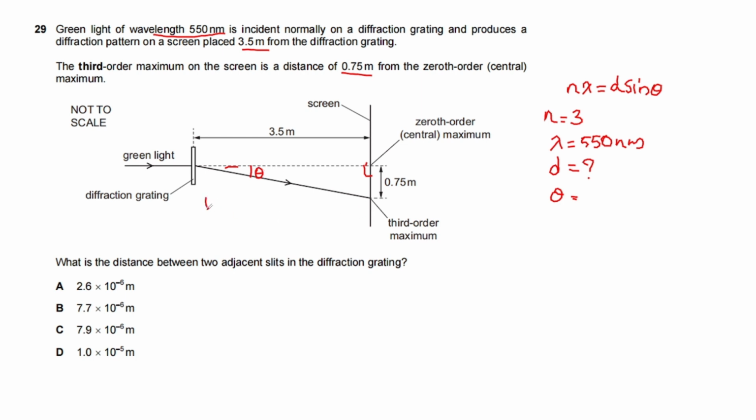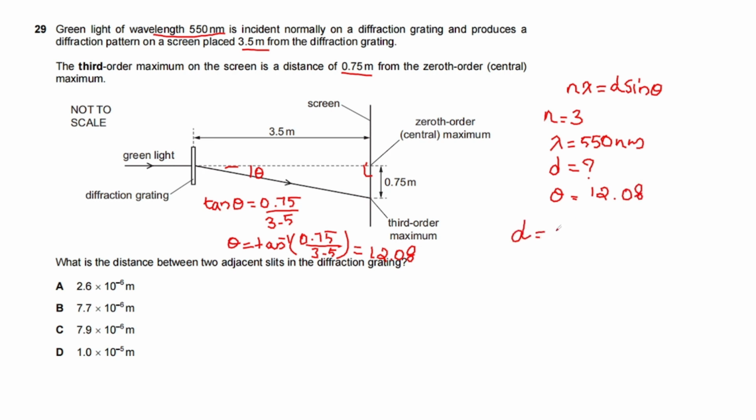To find out this angle, just find out the tan theta value. Tan theta is 0.75 divided by 3.5. So the theta value would be tan inverse of 0.75 divided by 3.5. So you'll be getting theta as 12.08. So now you can substitute in this formula.